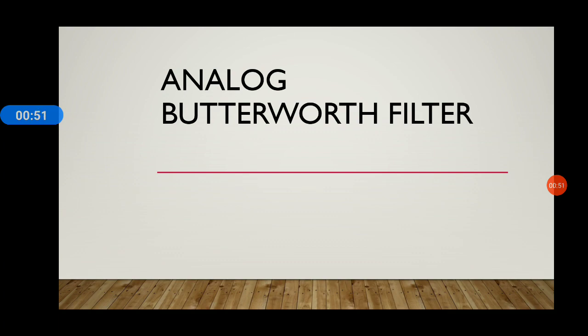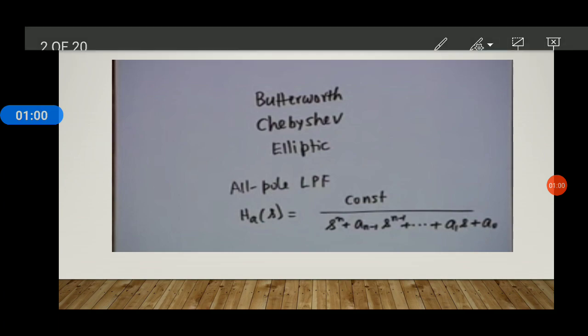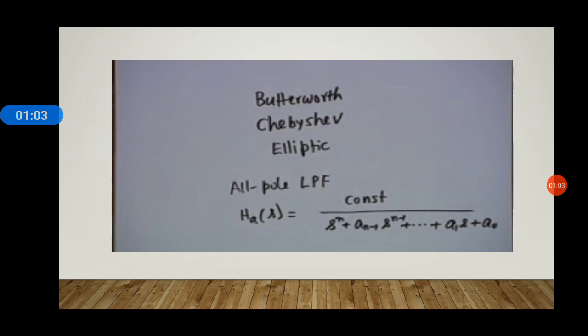Now to start with, we have three widely used filters, that are Butterworth filter, Chebyshev filter and elliptic filter. Among the three, elliptic filter is the most optimum filter. That is, if the order of the filter is capital N, then we can design an elliptic filter with minimum N meeting all the specifications required for the filter. That is, the minimum order of the filter can meet the required specification in case of an elliptic filter.